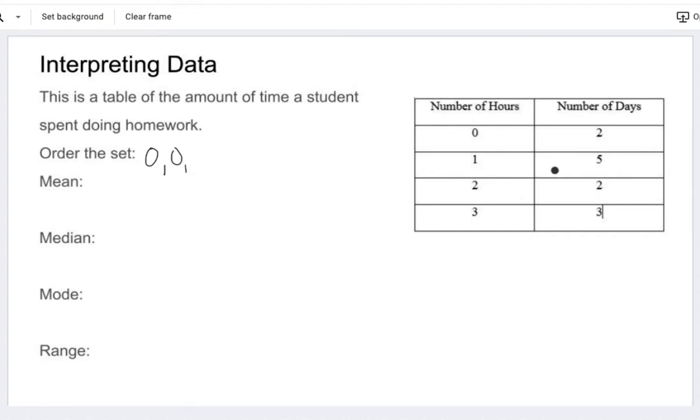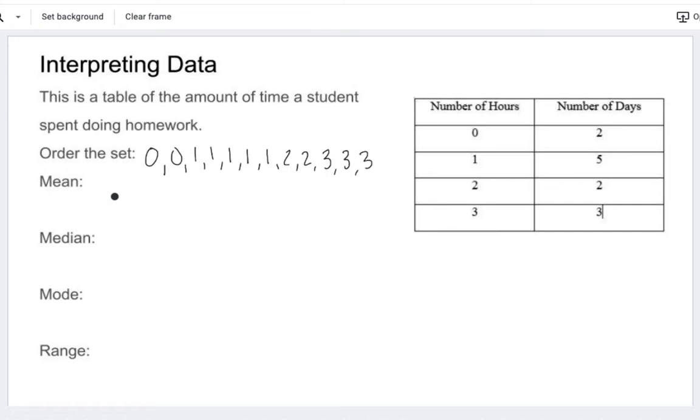1 hour happened 5 times. We'd have 5 ones. 2 hours happened twice, and 3 hours happened 3 times. So once the data set is ordered, we can find the mean, the median, the mode, and the range.